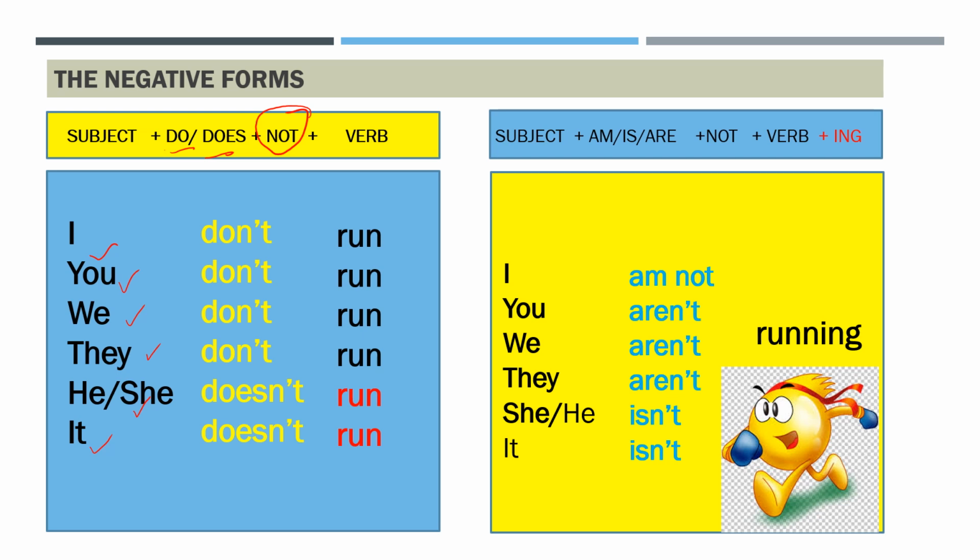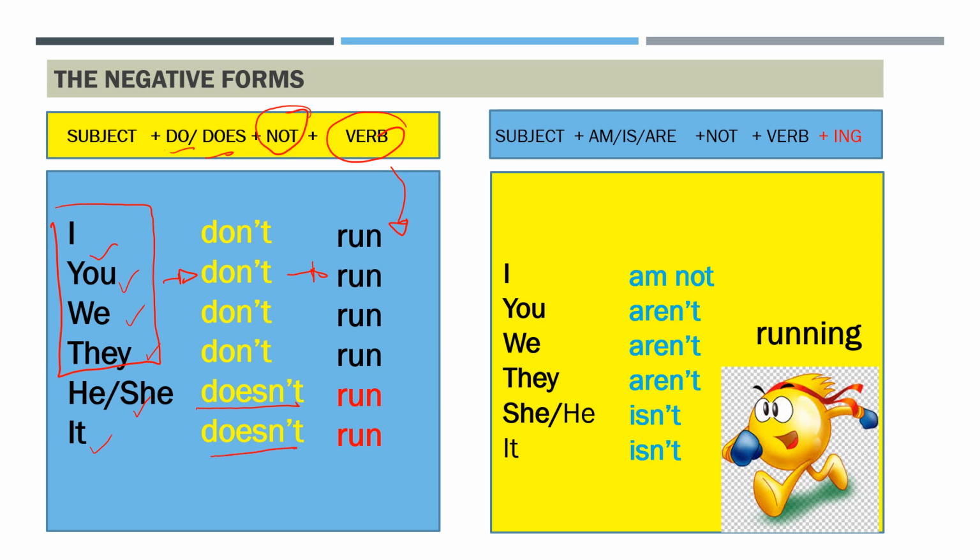For I, you, they, we, we are going to use don't or do not, and then followed by the root verb. So I don't run, you don't run, we don't run, they don't run. But when it comes to he or she, again we remember the s. So we cannot say he don't run. It needs to rhyme with our s. So he doesn't run, she doesn't run, it doesn't run.